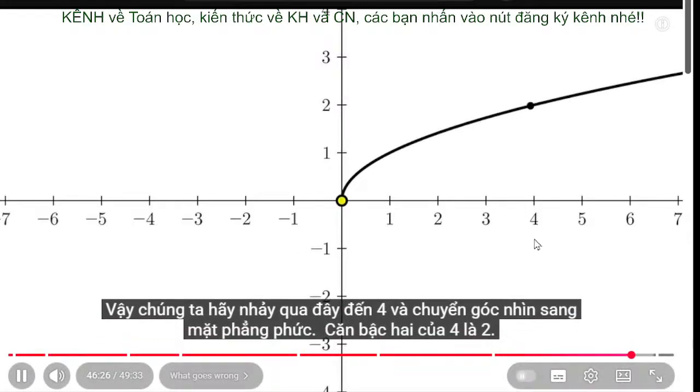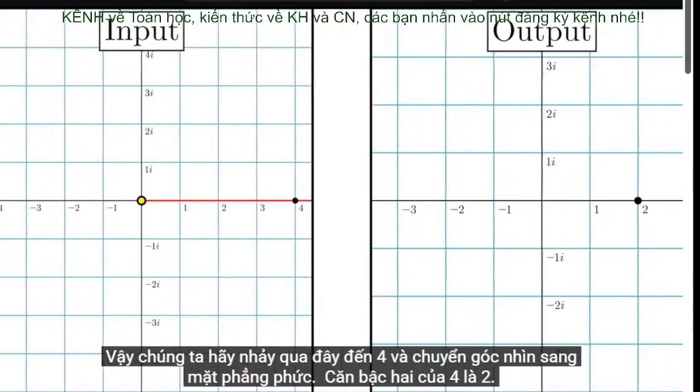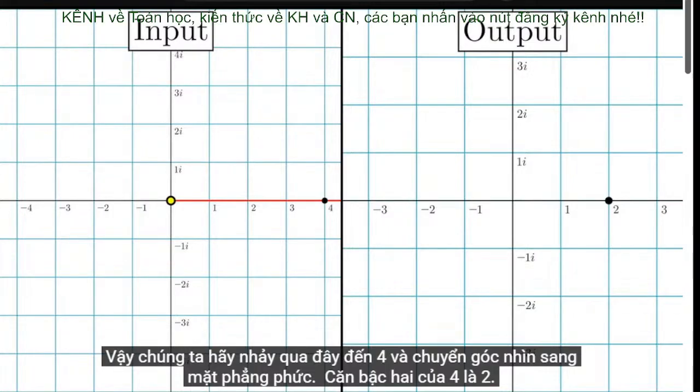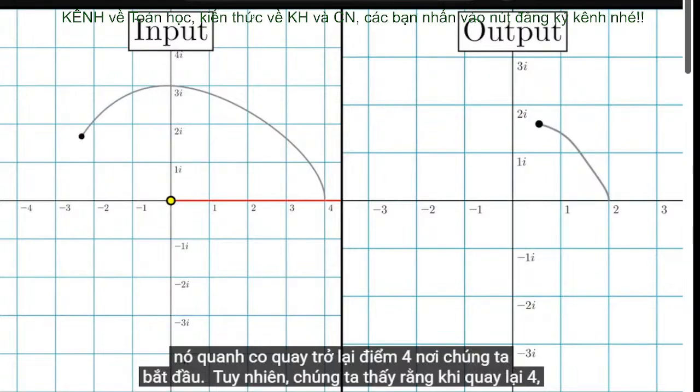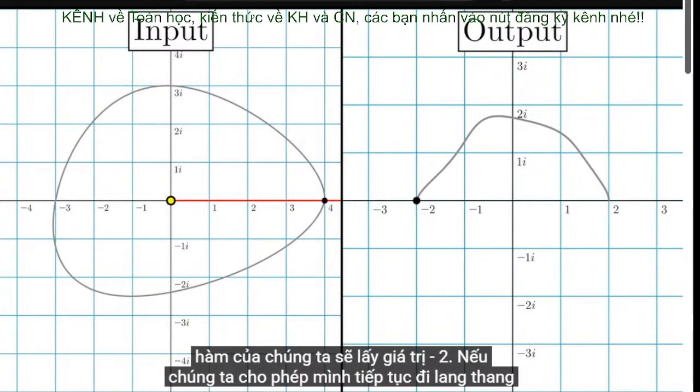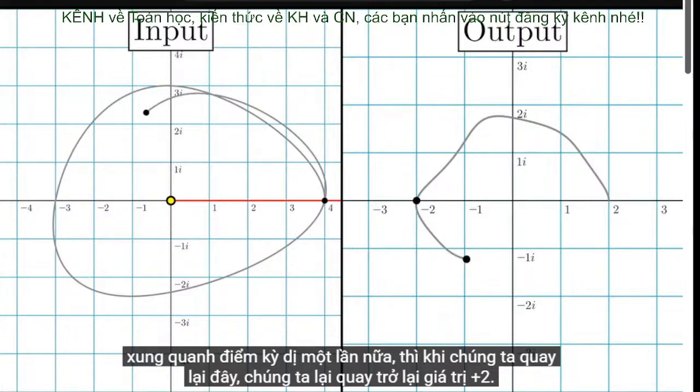So let's hop over here to 4 and shift our view to the complex plane. The square root of 4 is 2. As before, we'll let this point wander around the singularity and continue to track its value as it meanders its way back to the point 4 where we started. We see, though, that upon returning to 4, our function now takes the value minus 2. If we allow ourselves to continue to wander around the singularity again, then when we return back here, we've again returned to the value plus 2.